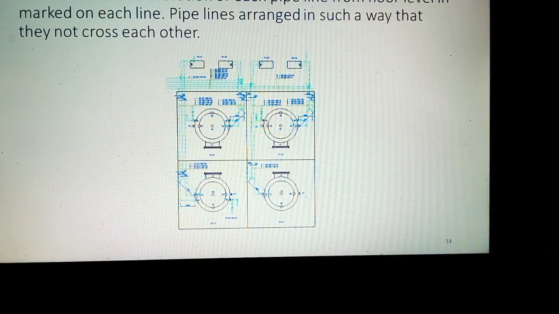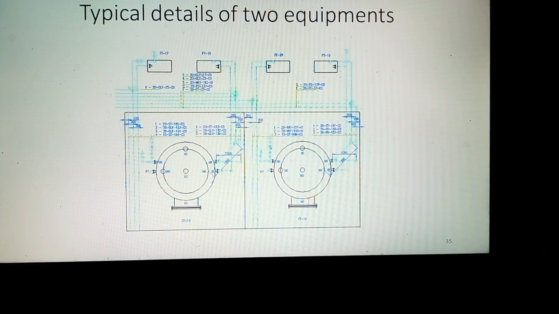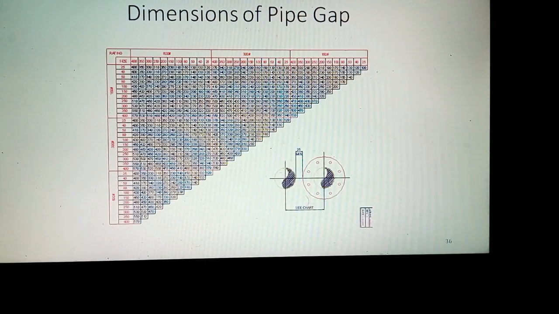Line numbers and elevation of each pipe line from floor level are marked on each line. Pipe lines are arranged in such a way that they do not cross each other. Typical details of two equipment. Dimensions of pipe gap.